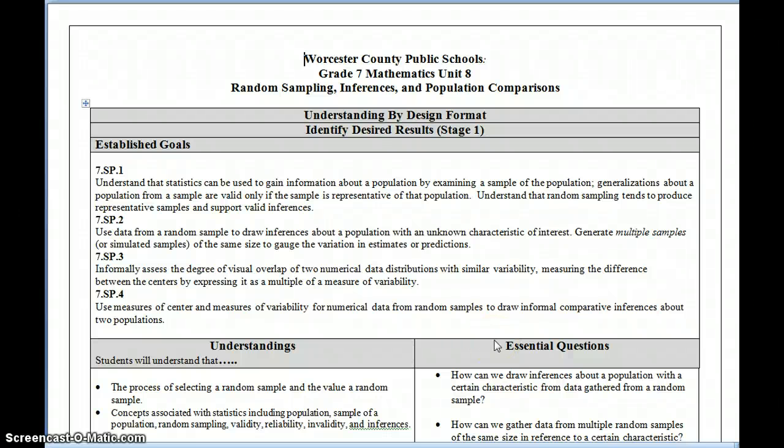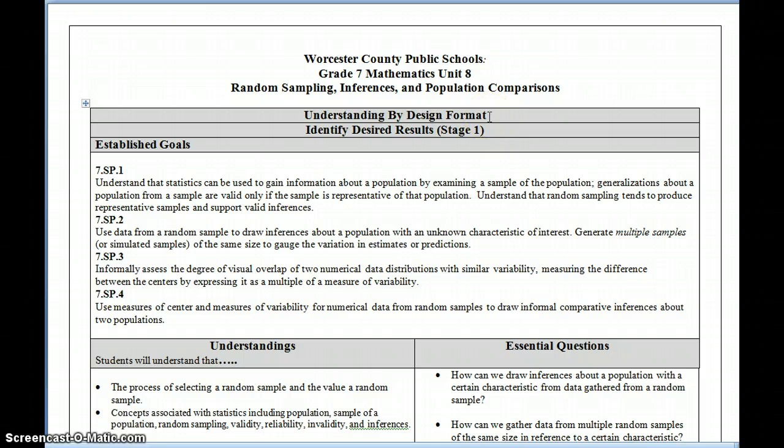Hi, what you're looking at is a mathematical unit for Worcester County Public Schools. The name of this unit is Random Sampling, Inferences, and Population Comparison. It is written for grade 7 and it is Unit 8. This unit example was written using the Understanding by Design format.